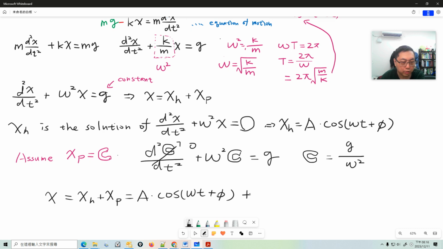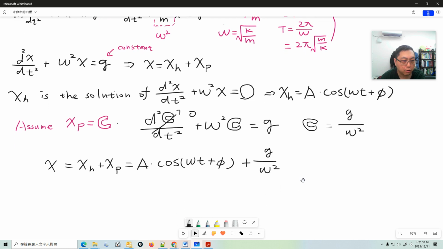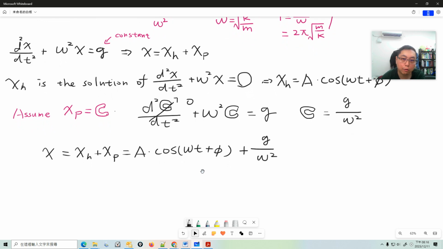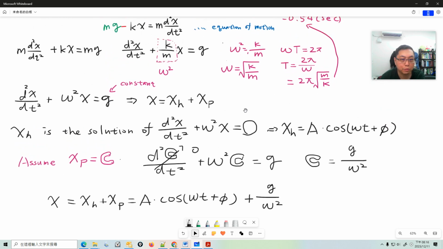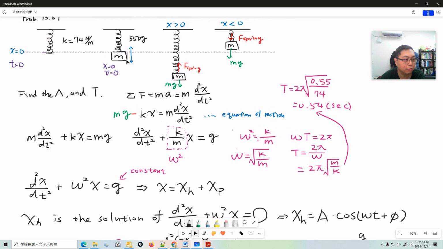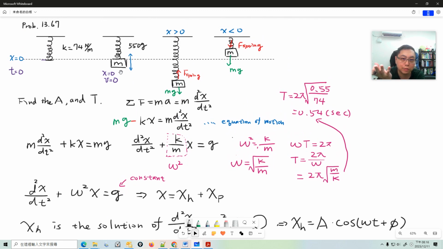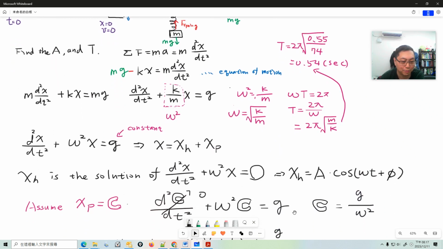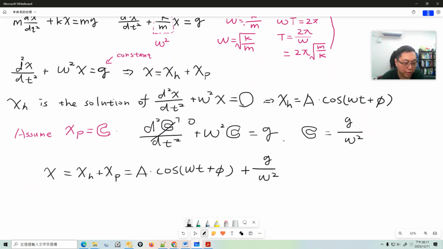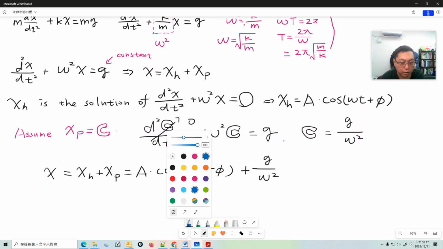And when we add the particular solution, P is g over omega squared. Okay, so if we get this solution, what's our initial condition? At the very beginning, when we mount this block on the spring, we just assume the mount position x equals 0, and velocity is also 0.